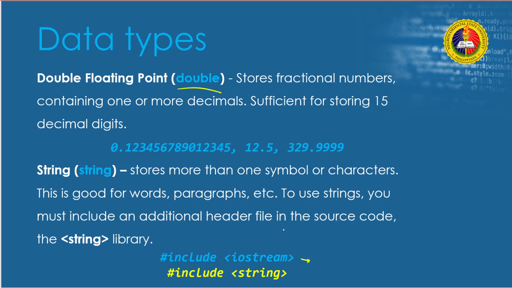But if we'll be dealing with the string data type, it's always best to add this, because in some cases, there might be chances that it won't work. So for us to be able to make use of the string data type, we have to add this to our header file, instead of just the iostream, the very first line, right?